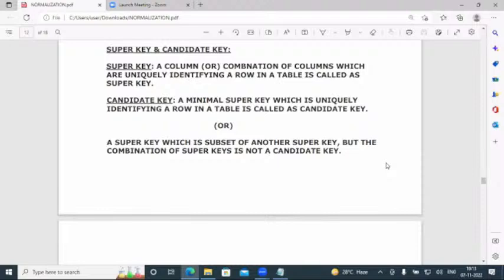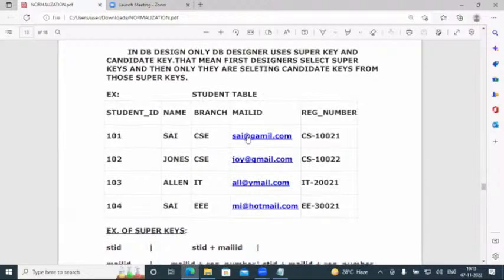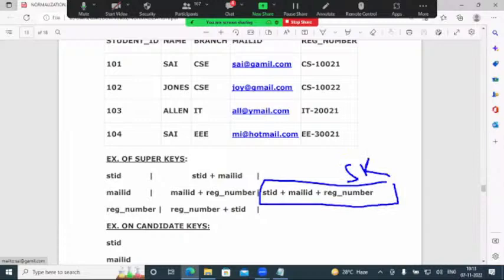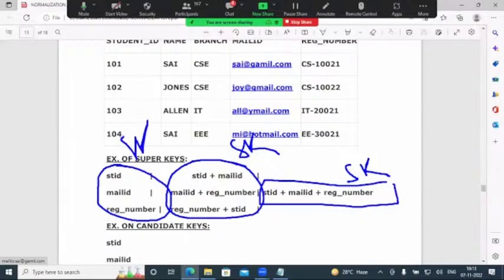Okay. Candidate key, how to identify? A minimal super key which uniquely identifies a row in a table is called a candidate key. So, a minimal super key. Minimal means what now? For example, in this table, there are 3 levels of super keys. One is the 3 combination of super key columns. Any 2 combination of super key columns. Every individual super key column.